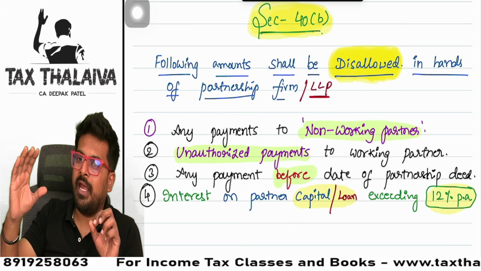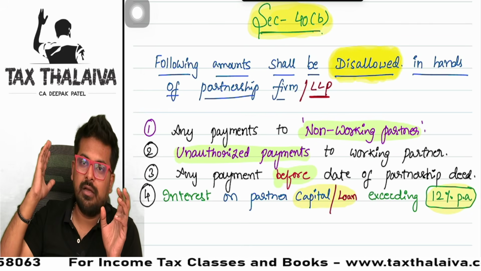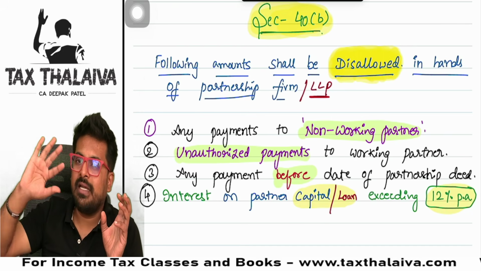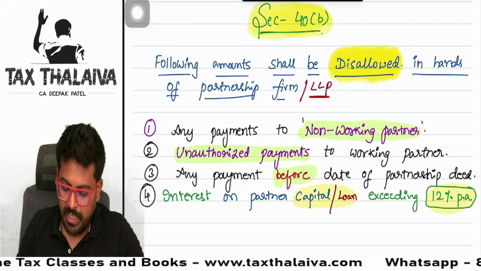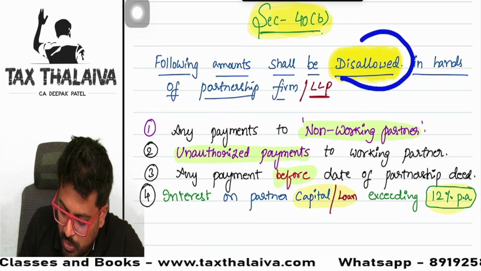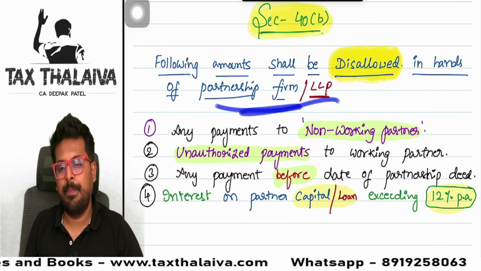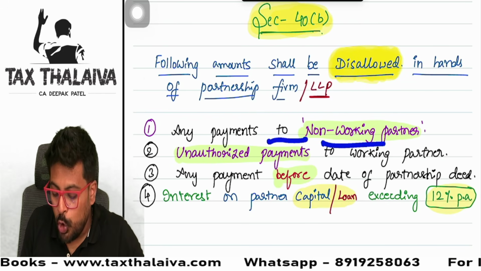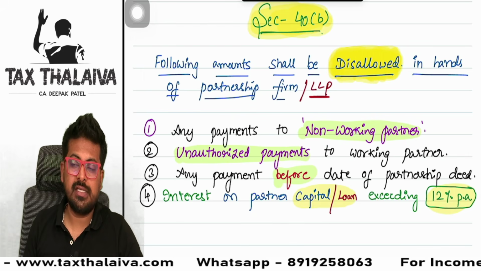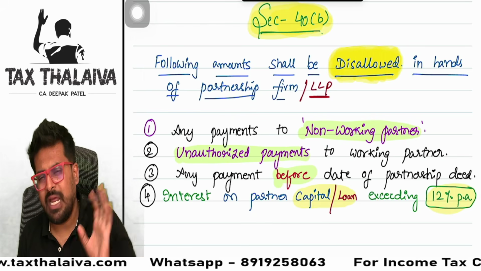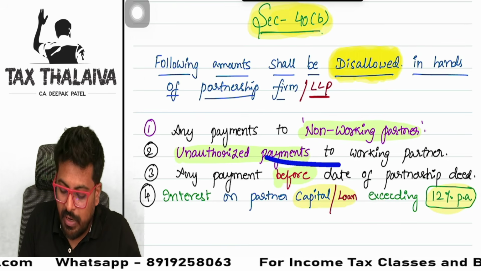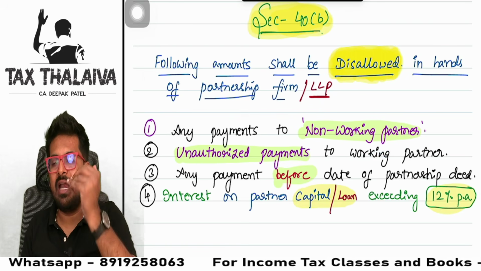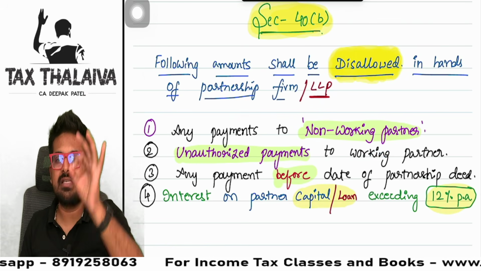If the partnership firm pays anything beyond the limit, then the excess will be disallowed in the hands of the partnership firm. Got it? So the following amounts shall be disallowed in the hands of a partnership firm or LLP. Any payment made to a non-working partner. Guys, to a non-working partner, any amount you pay is disallowed. Only for a working partner, if you make salary payments or interest payments, it is allowed.